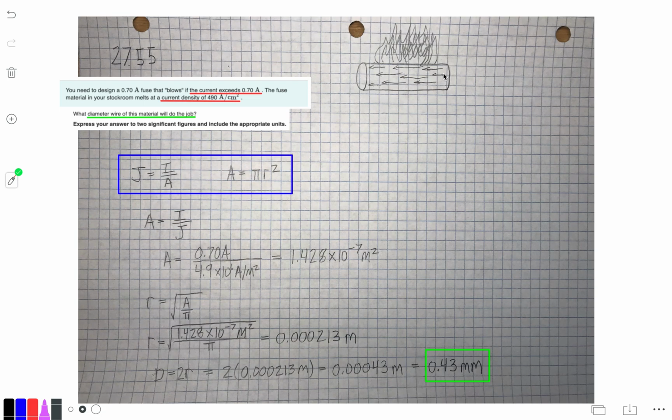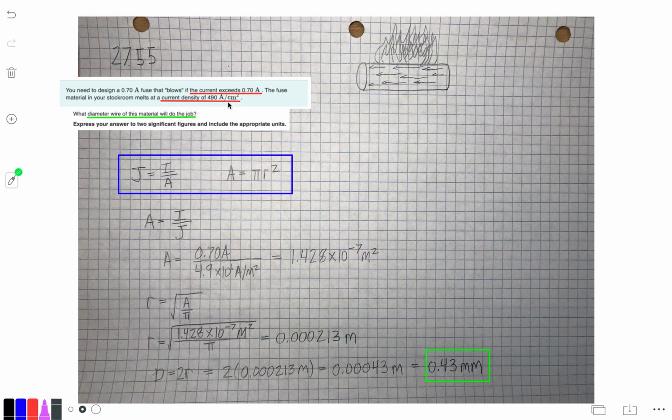So I've drawn a little picture of a lot of different little current vectors here, and they're causing this wire to melt here, hence the flames. So this equation right here is actually given in our 27.3 textbook chapter, and I believe it's equation 27.13, in which we have our current density J here. And J is more typically given in amperes per meter squared.